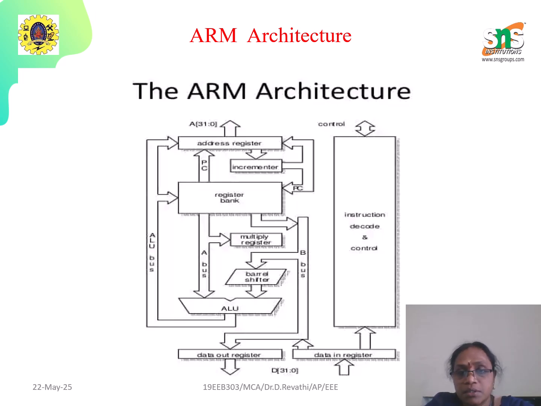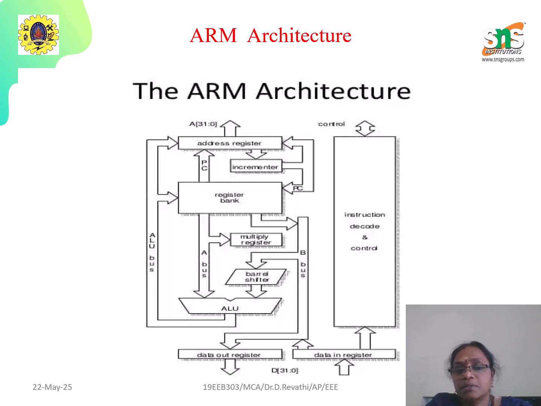So this is the address register, and it is marked 0 to 31 because the ARM processor has 32 instruction bits. Here the arrow mark is labelled PC. What is meant by PC? PC is the program counter. The program counter holds the address of the next instruction going to be executed. There is another block, the incrementer, which increments the address of the next instruction.